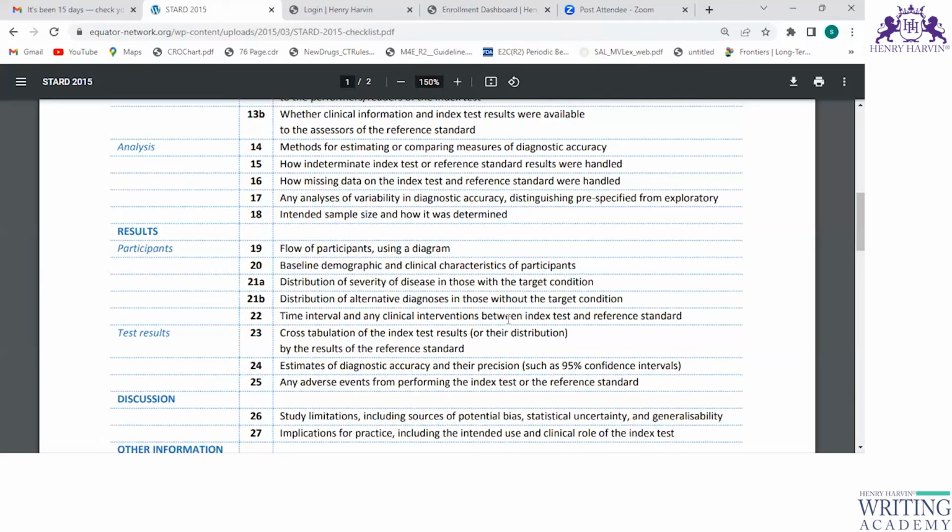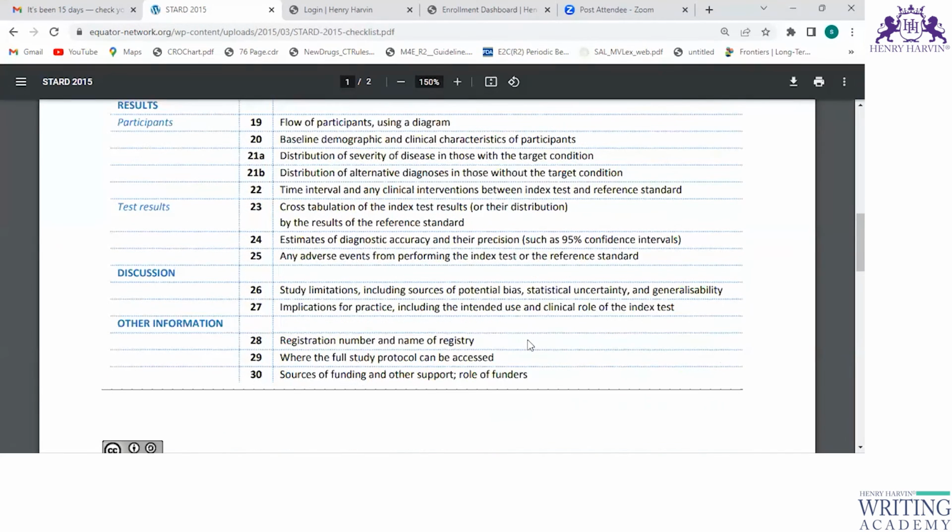What is the time interval between conducting the index test and the reference standard? That you have to write. Then you have to report the test results which are obtained, and if any adverse event is reported while conducting the index test or the reference standard, that you have to mention.